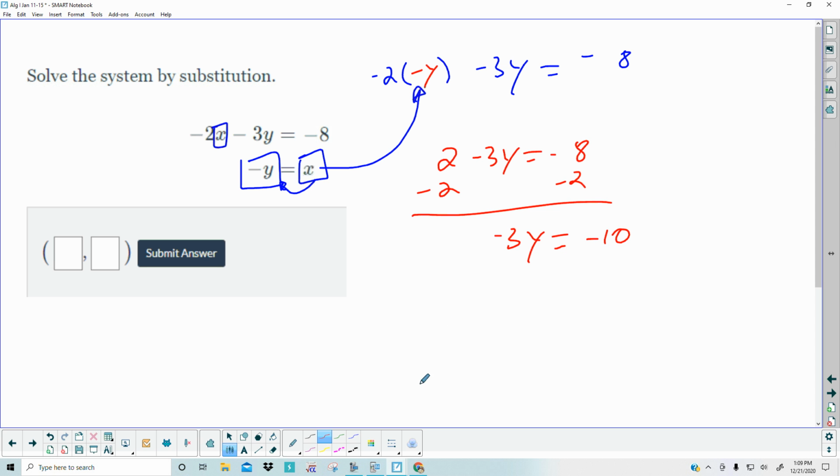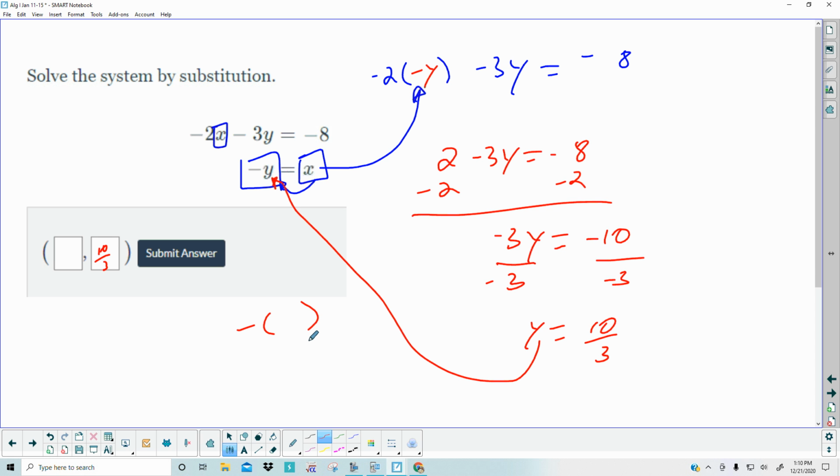Are we sure? I feel like I made an arithmetic error. Hold on. No arithmetic error. They're just being jerks and giving you fractions. So y is equal to 10 thirds. Okay? This is what y is worth. Fill it in to find what x is worth. It says negative of whatever y is worth is your x value. So negative 10 thirds is your x value. Okay.